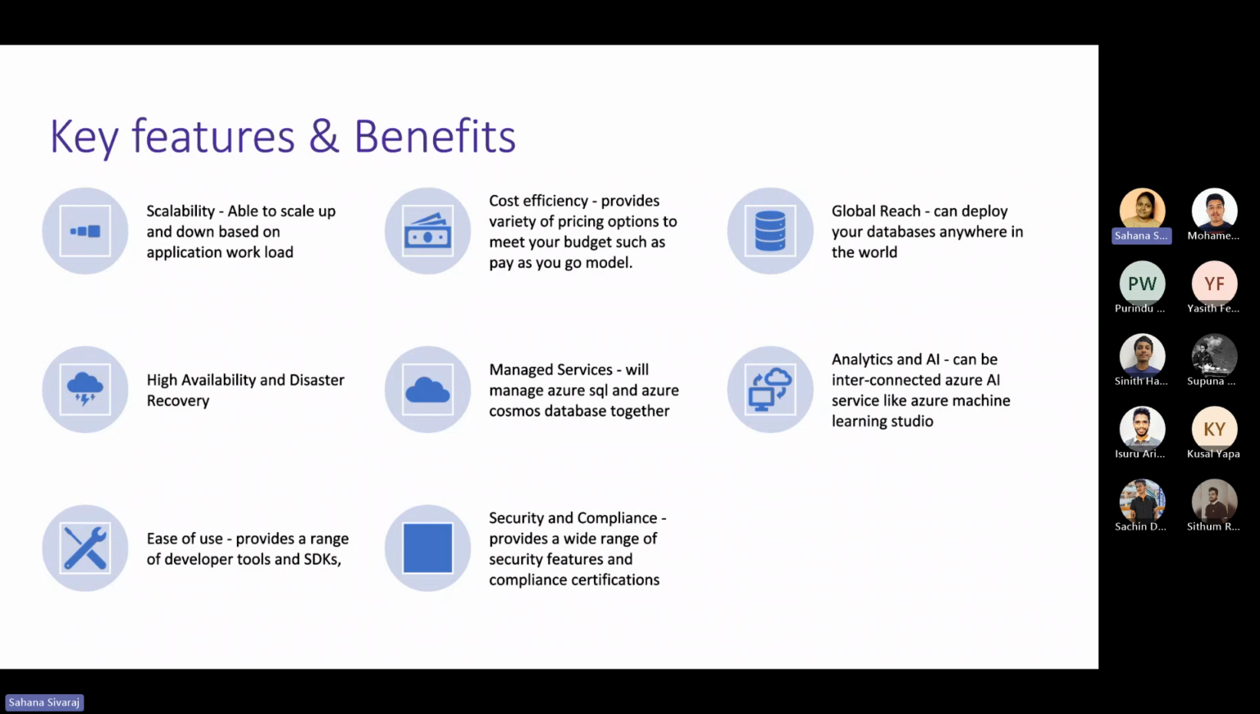Next is high availability and disaster recovery. Through this, we can get availability of the database where we can duplicate it in different types of regions. In disaster recovery, as I mentioned, based on regional duplication, we can back up and store the currently used databases.